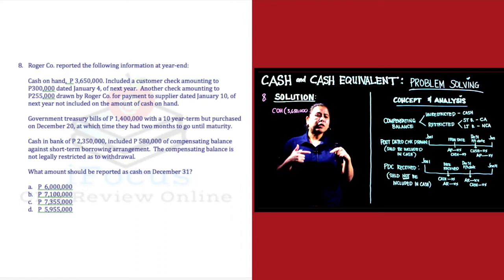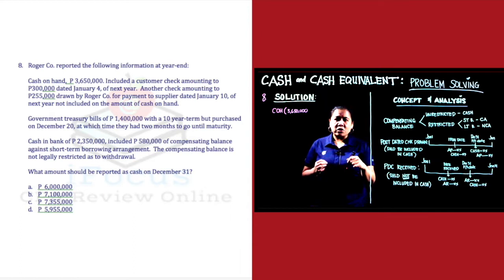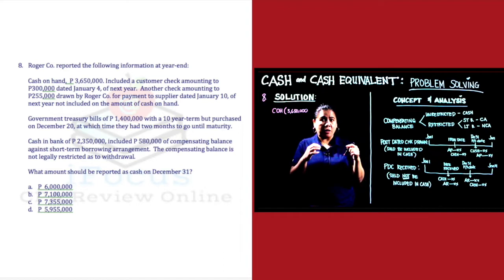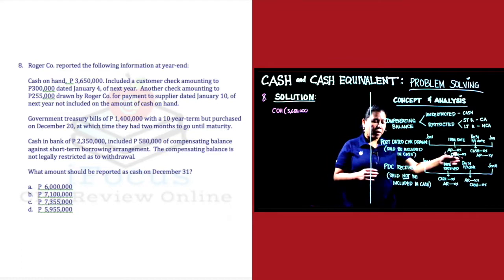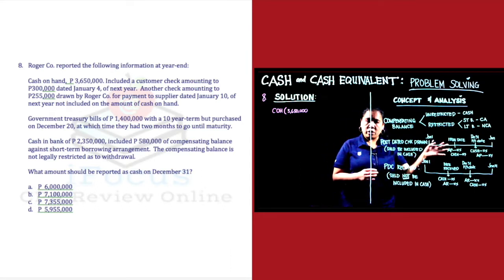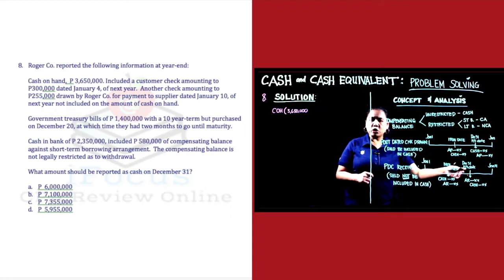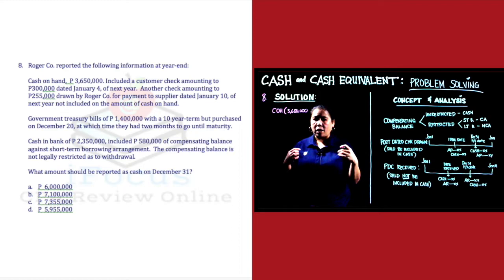Alright. Included a customer check amounting to 300,000 dated January 4 of the next year. So, ano itong 300,000 na ito? Post-dated checks received from the customer. Okay? As of December 31st, hindi pa niya mai-encash yung check na yan sa bangko kasi nga, dated in the future. Post-dated check received from the customer should not be included in our cash. So, itong 300,000 na ito ay hindi natin dapat i-include sa ating cash on hand to get our total cash.